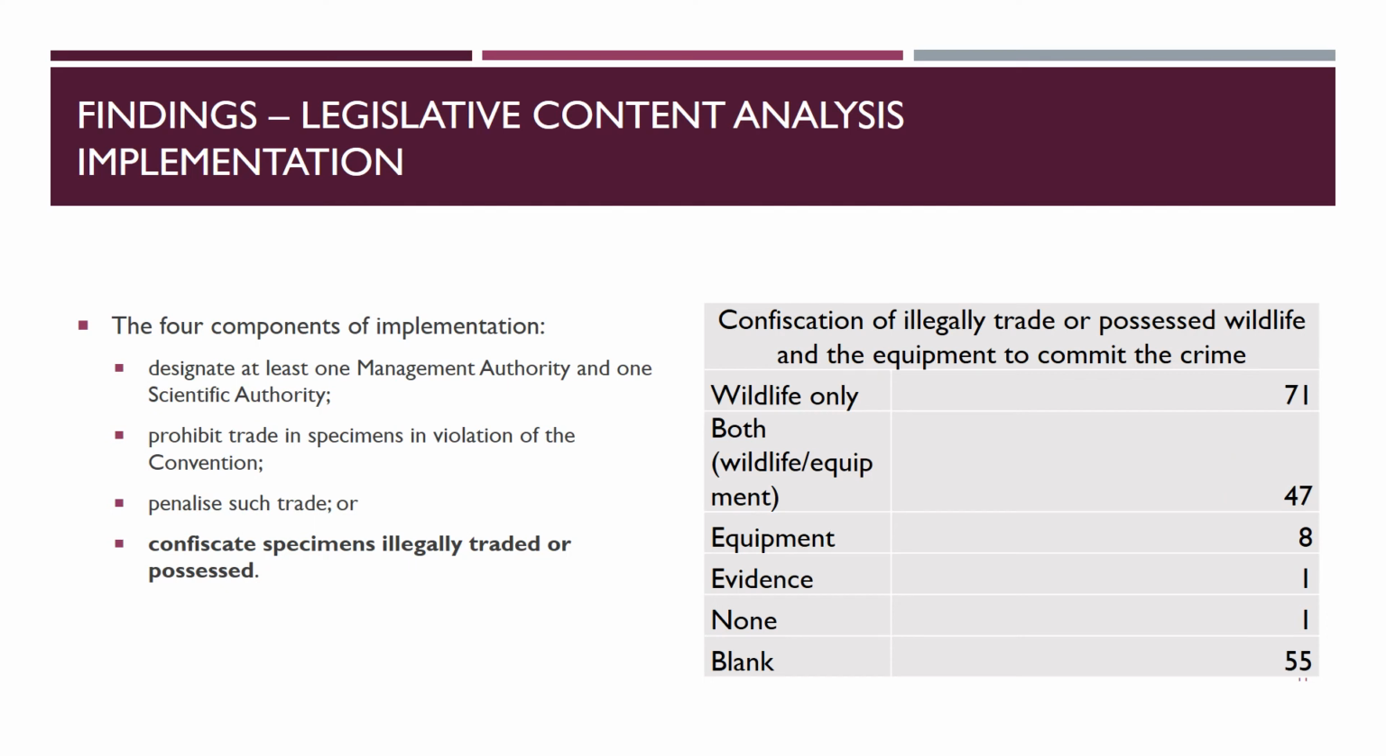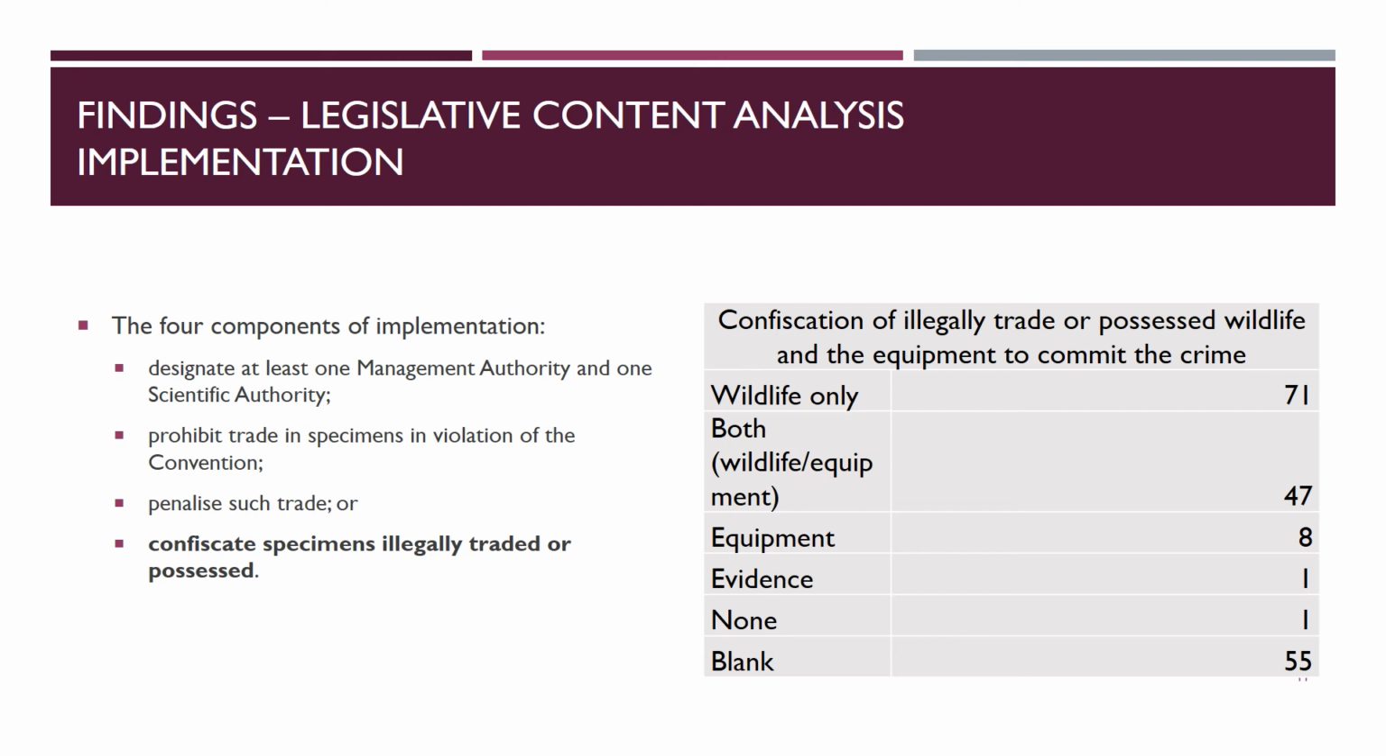The fourth component is around confiscation of illegally traded or possessed wildlife. In 71 of the member countries, wildlife specifically, wildlife only, is mentioned as being able to be confiscated. In 47 of the countries, I found that the legislation indicated not only the wildlife, but that the equipment related to the illegal trade or possession could also be confiscated. In 8 of the countries, only the equipment or tools used for the illegal trade are identified in the legislation.